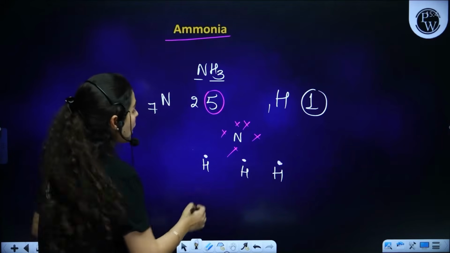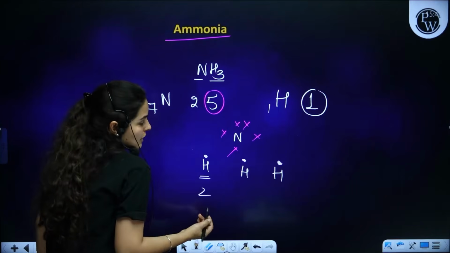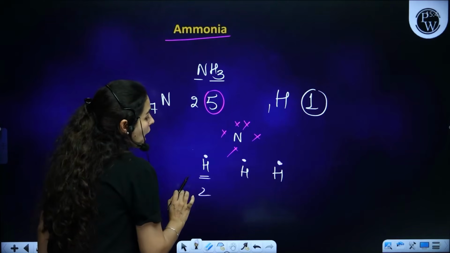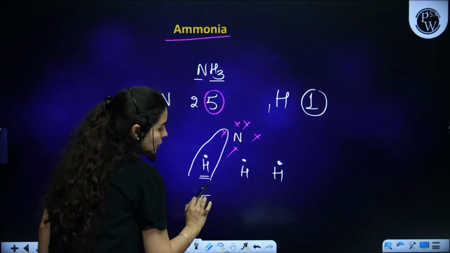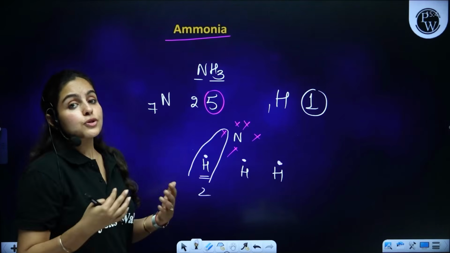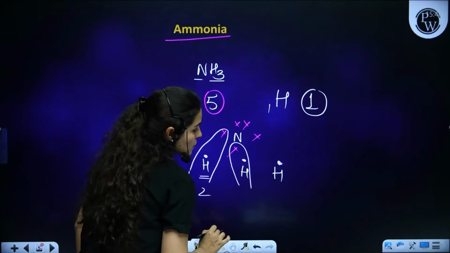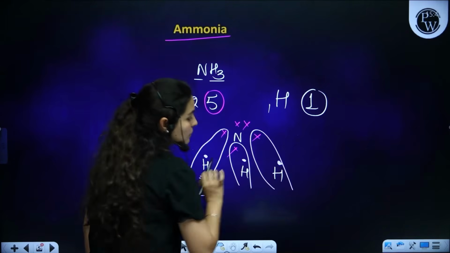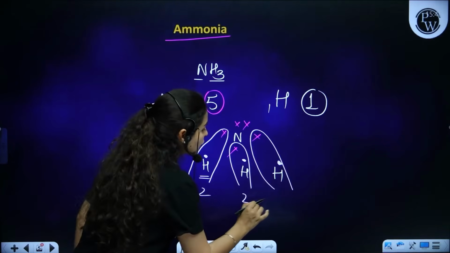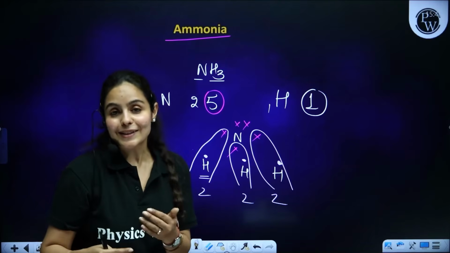Cool. Now, how many electrons does hydrogen require to complete its duplet and to attain stability? 1 more. And from where does it come? From here. So you have to show this for mutual sharing of electrons. And similarly, this one also requires 1 more to complete the duplet, and same case with the other. So now all hydrogens are quite happy and stabilized after they have completed their duplet.